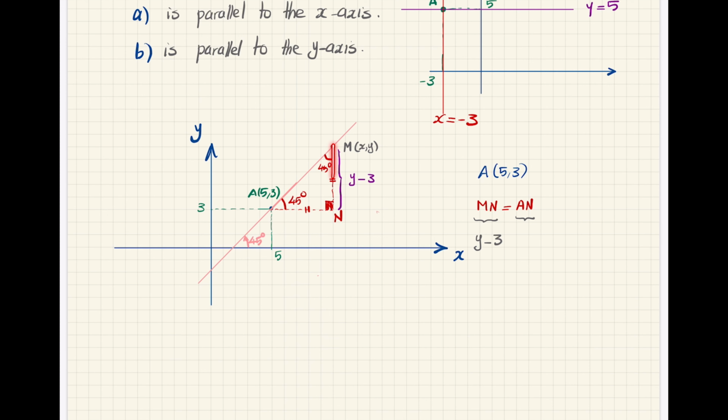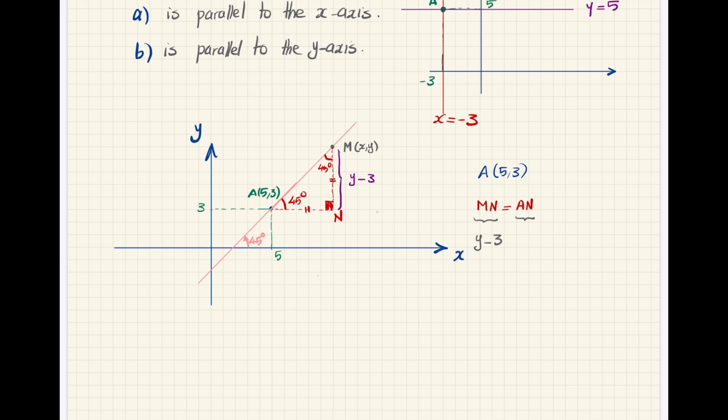From here, I am claiming that this length is y minus 3. Why? Because I see that this length from here to here is this big length. If I ask you what is this, you would say it's this y coordinate, minus this length. If I ask you what is this, this is equal to this is equal to this, and that is 3. So everyone hopefully agrees that this length is y minus 3.